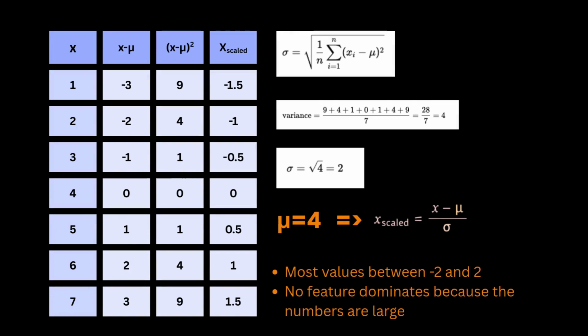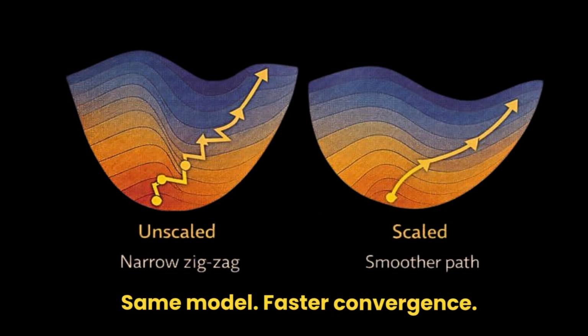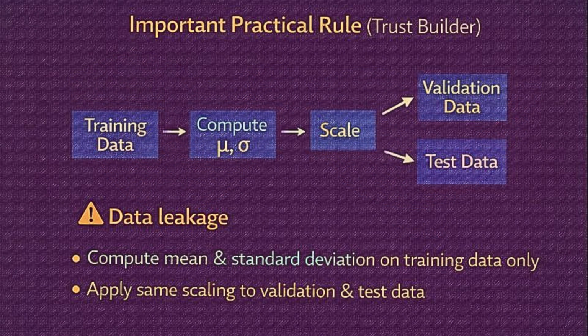After standardization, features are centered around 0. Most values fall between -2 and +2. No feature dominates just because its numbers are large. Now here's why this matters for learning. Gradients depend on the size of feature values. When features are scaled, all gradients behave more evenly, and gradient descent moves smoothly toward the minimum.